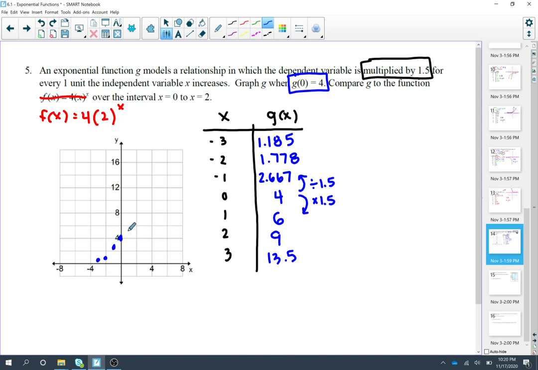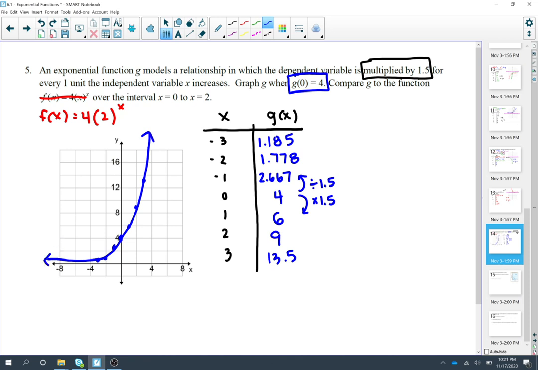1, 6, 2, 9, and then 3, 13.5. So if I'm looking at this and I'm trying to get the view of an exponential function, I'm guessing that it's coming down, not hitting 0. And it's going to do something like this.